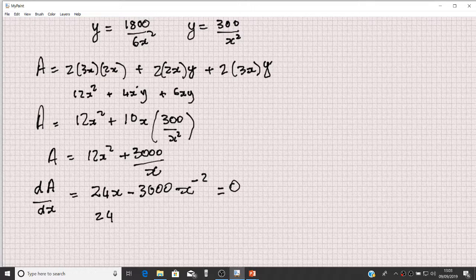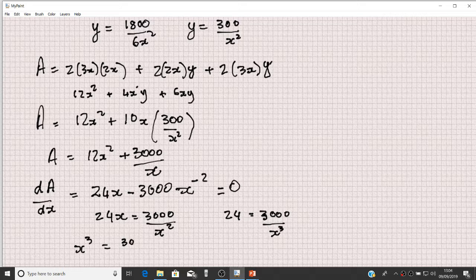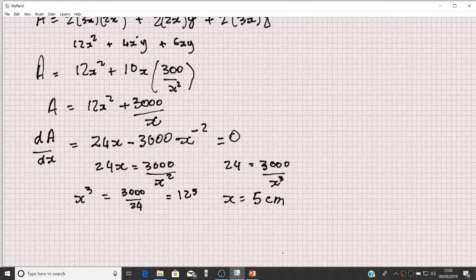So let's just take a quick look at this. 24x equals 3000 over x squared. So we can rearrange this. If I divide both sides by x, I'm going to end up with 24 equals 3000 over x cubed. And I cross multiply, so I'm now going to say x cubed must equal 3000 over 24. And 3000 over 24 is in fact 125. So x cubed is 125, so therefore x is the cubed root of 125 is 5 cm. So 5 cm is the value of x, which we assume is going to provide a minimum.